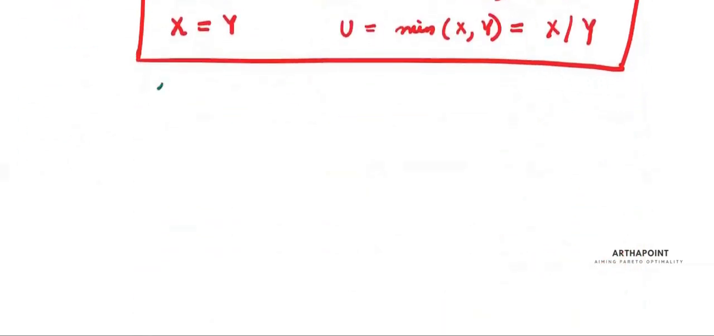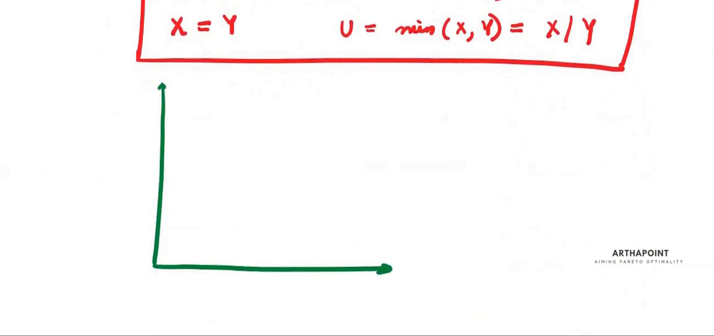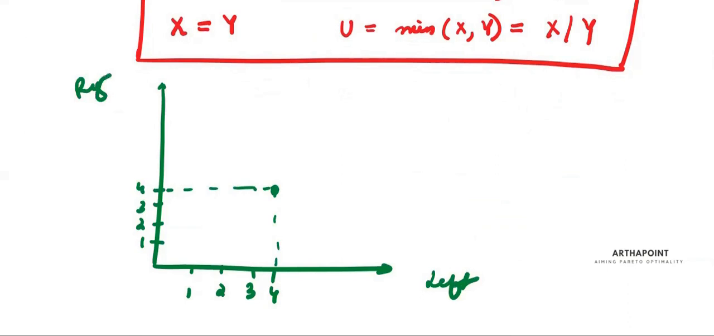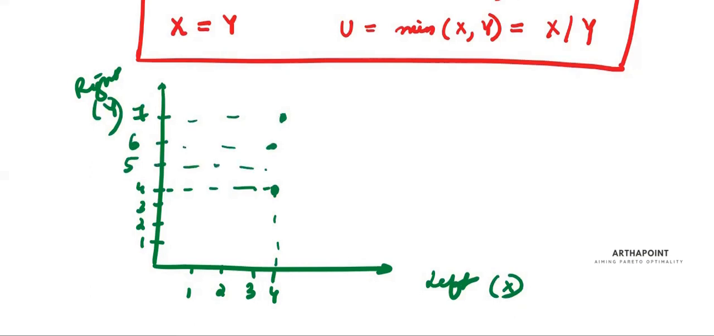So ideally, I am saying that if I need 4 pairs of shoes, I can have 1, 2, 3, 4 and 1, 2, 3, 4. Either you can give me 4 of both left and right. I'm taking left here, right here. This is my x, this is my y. Or you can give me 5 of right, 6 of right, 7 of right, but keep left at 4. All of them will give me 4 pairs. Or you can keep right at 4 and give me 5 of left, 6 of left, 7 of left.